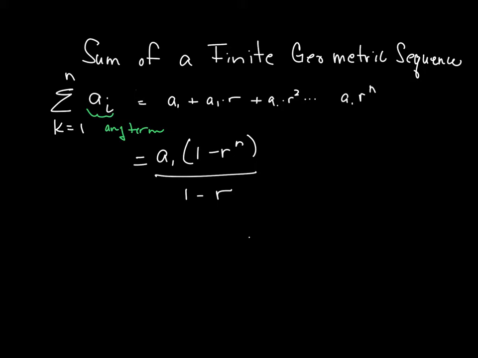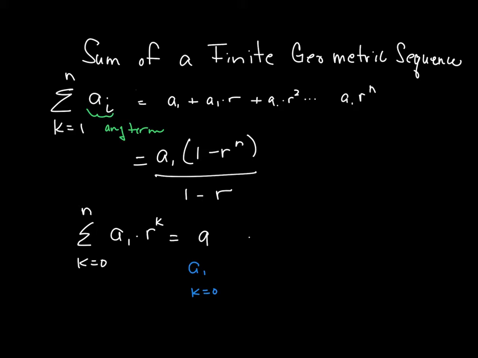Now I do want to spend a little more time talking about this sigma notation, because there are a couple of other ways I can write this. I could also write this as the sum as k goes from 0 to n of A1 times R to the k power. And if you're using the summation notation, the first term, A1, happens when k is equal to 0. So that would equal A1.